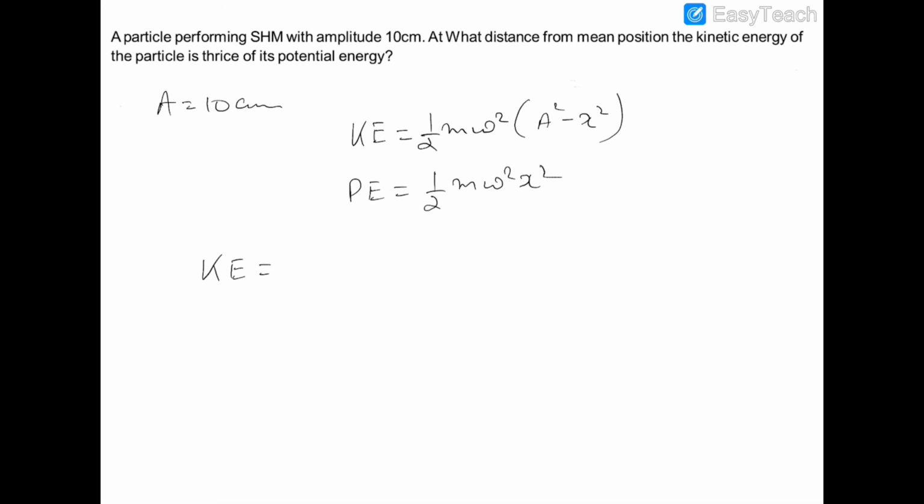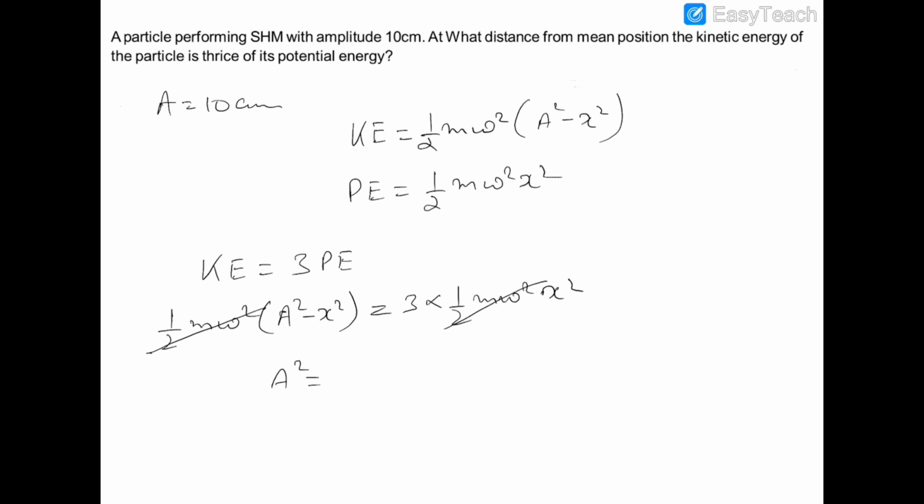So kinetic energy is equal to 3 times the potential energy: half m omega square into a square minus x square is equal to 3 times half m omega square x square. Cancelling half m omega square, you can see that a square is equal to 4x square, and x is equal to plus minus a by 2. Since a is equal to 10, x is equal to plus minus 5. So this is the correct answer.